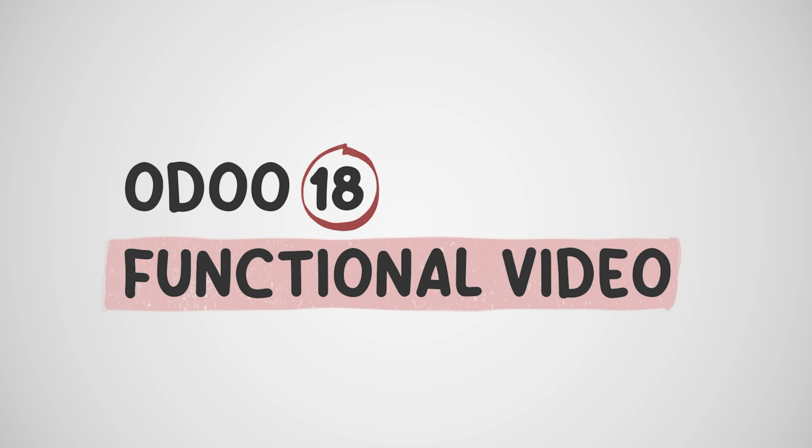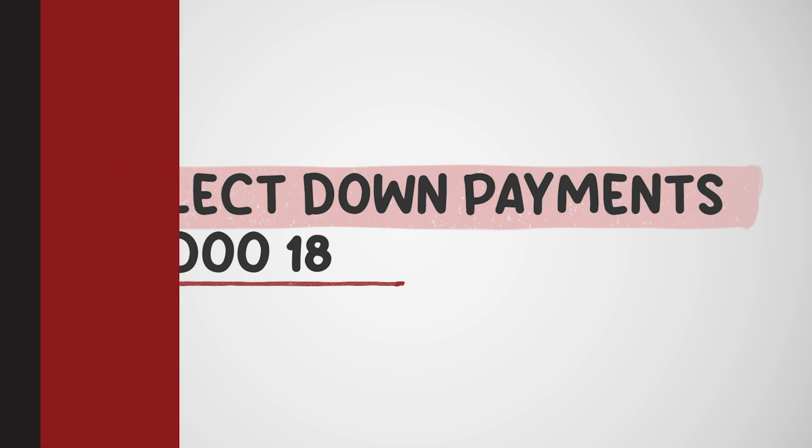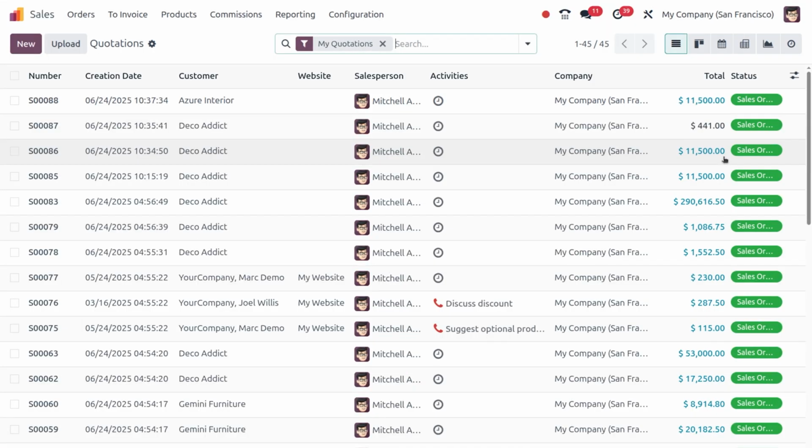So let's see how to collect down payment in Odoo 18 sales module. Let me show you using a real-time example. Without wasting any time, let's directly move to the sales module. Once you have entered the sales module, we need to create a scenario, right?